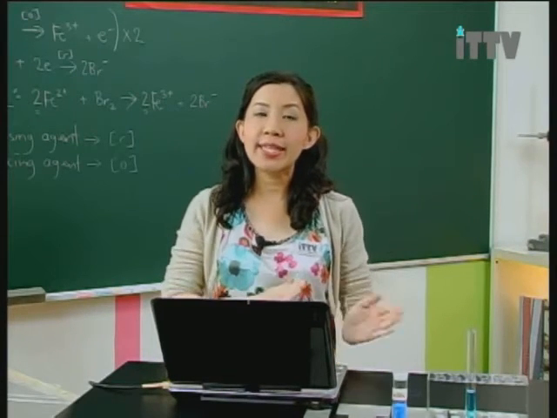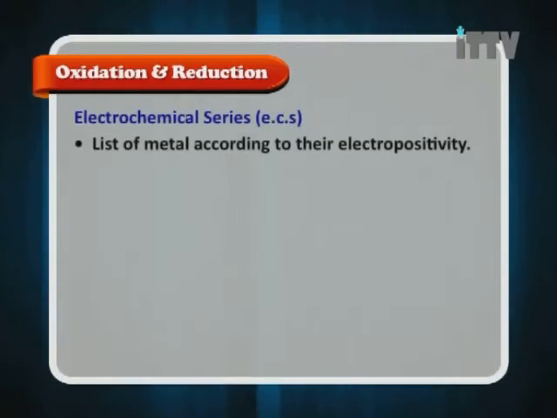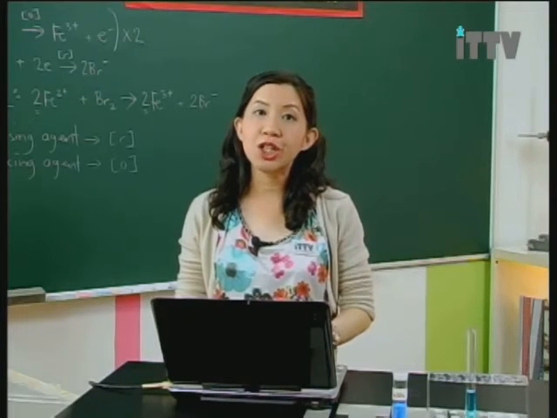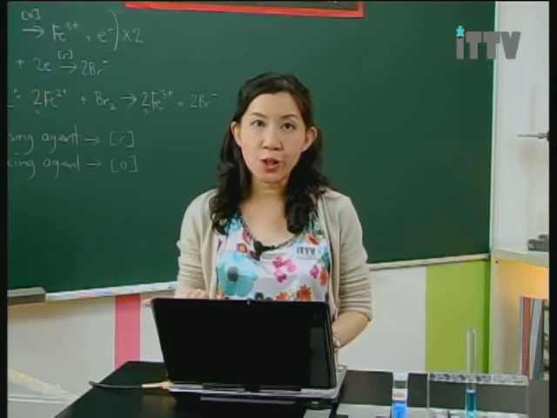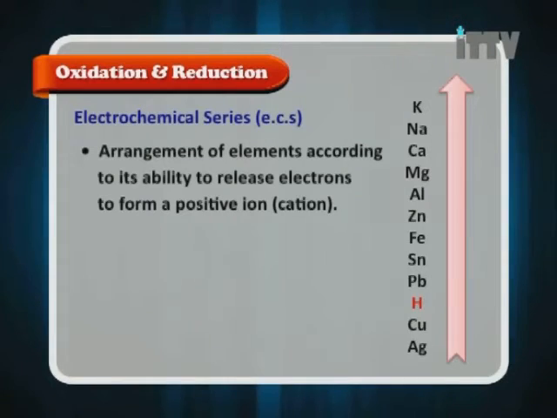So let's move on to the second learning outcome for today's lesson, which is the electrochemical series. What is it? It's a list of metals according to their electropositivity. Electropositivity is the ability to lose electrons and become positive ions. So that is the definition of the electrochemical series. It shows a series of metals based on their electropositivity, which is the ability to lose electrons. If we look at the slide, there is another definition for the electrochemical series, which is the arrangement of elements according to their ability to release electrons to form a positive ion, known as a cation.